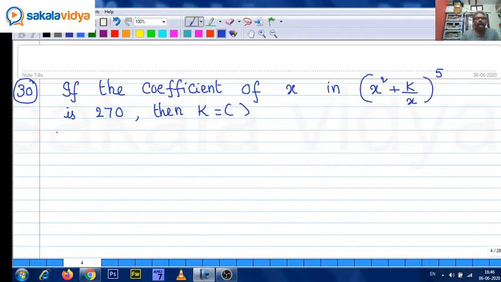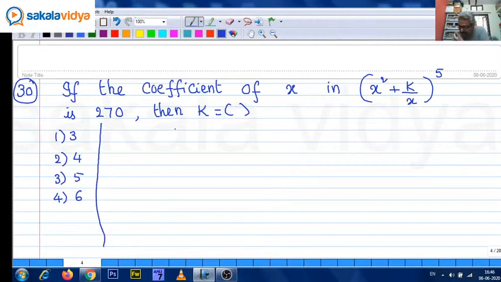Okay, now first option is 3, second option is 4, third option is 5, fourth option is 6. This is a very important question. Now the coefficient of x, we need to first decide which term of this expansion will be consisting of x coefficient. That we need to find out first of all.